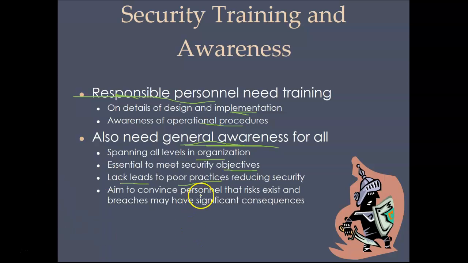The aim is to convince personnel that risk exists and breaches may have significant consequences. Why do we educate them? To tell them that there are some risks, and if these risks happen, then we have a significant, very big problem. We will have significant consequences. So that's why training them is very important.